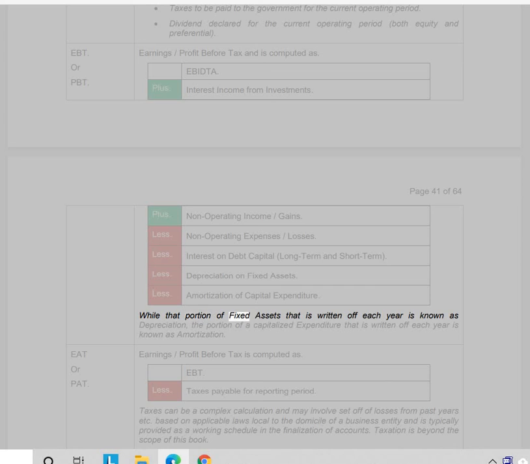While that portion of fixed assets that is written off each year is known as depreciation, the portion of a capitalized expenditure that is written off each year is known as amortization.